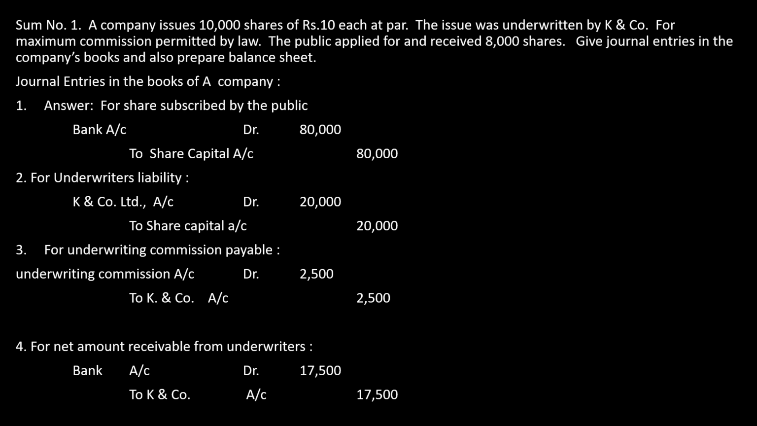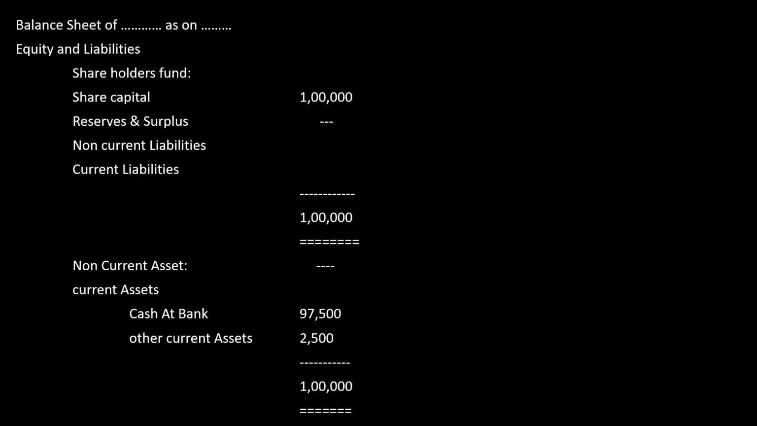Now, let us see how it is reflected in the balance sheet. The balance sheet shows the share capital of 1 lakh, that is the shares issued by the company. The cash received by the company is 97,500, and the 2,500 is nothing but the underwriting commission, which is shown on the asset side of the company. Thereby, the balance sheet will tally with a total of 1 lakh on both sides. So that is the end of the sum. Thank you.